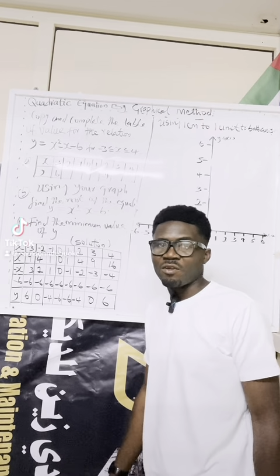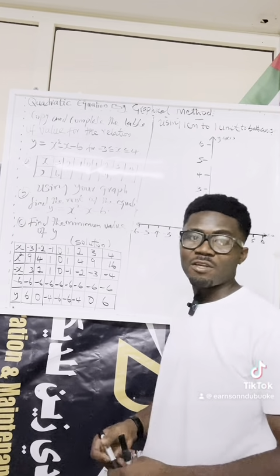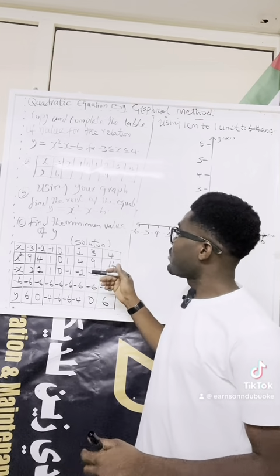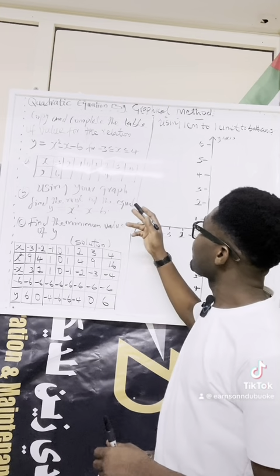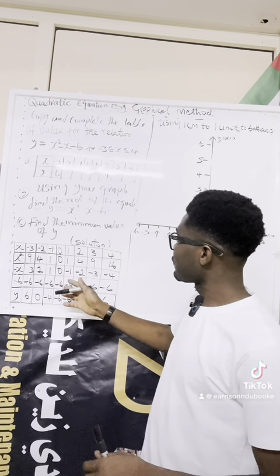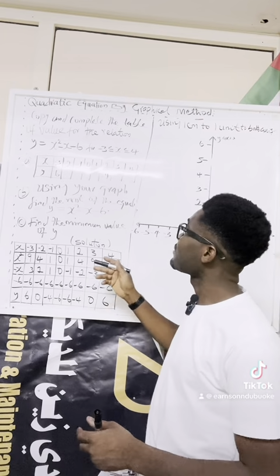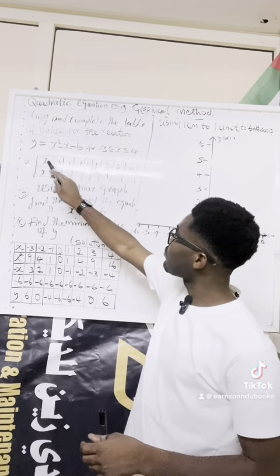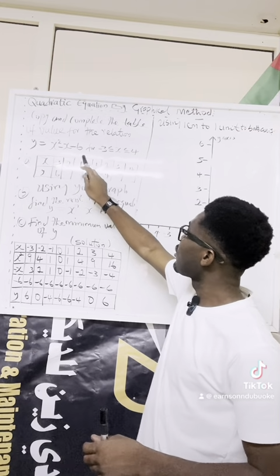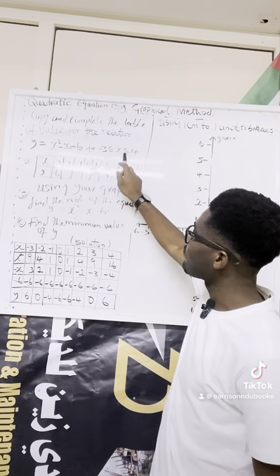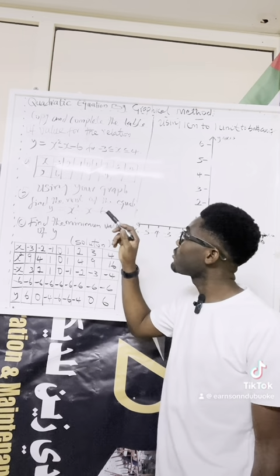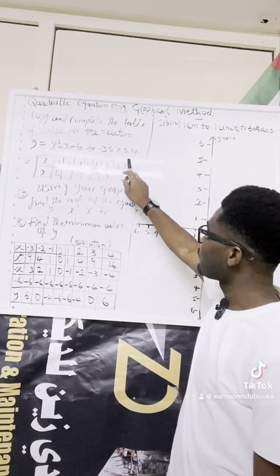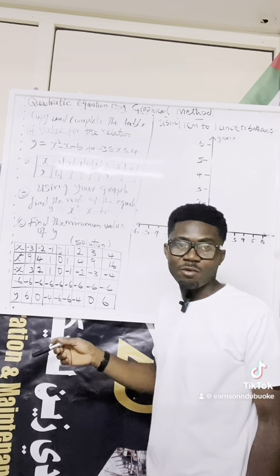Hello viewers, we are still on the graphical method of solving a quadratic equation, and in my previous videos I have already used this graph, the question, to solve the table of values. The question now says we should copy and complete the table of values for the relation y equals x squared minus x minus 6, for x ranging from minus 3 to positive 4. They have already given us the range of x, from minus 3 to 4, and they also tell us to copy and complete the table.